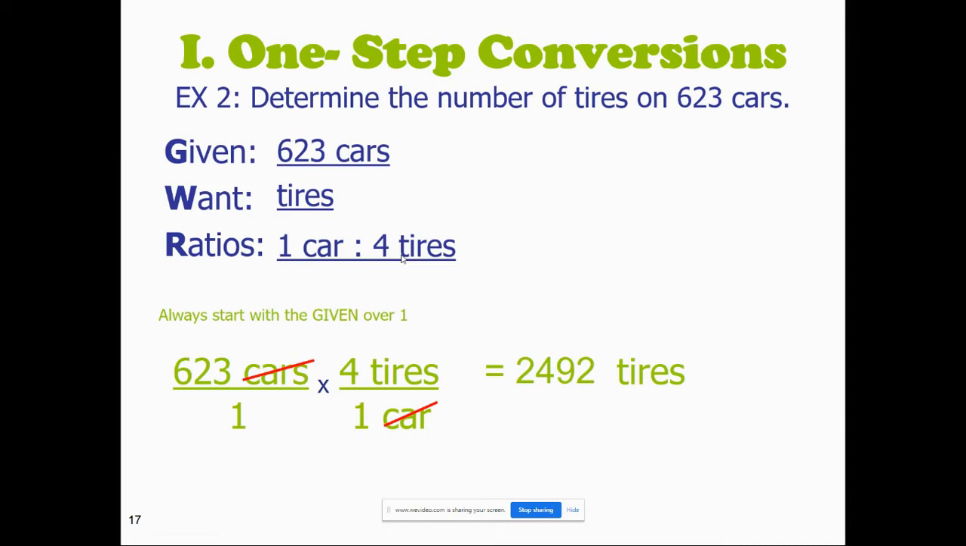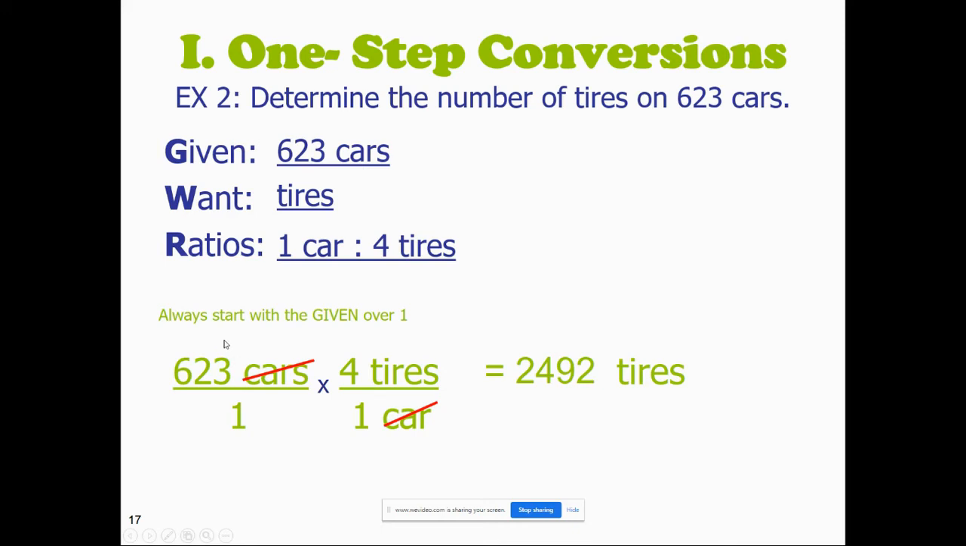And you're left with the unit tires, 2,492 tires. Now here we have an infinite number. This is infinite significant figures because you're counting, you're itemizing. Remember that case we talked about where you have infinite significant figures? This is a case where you have infinite significant figures.